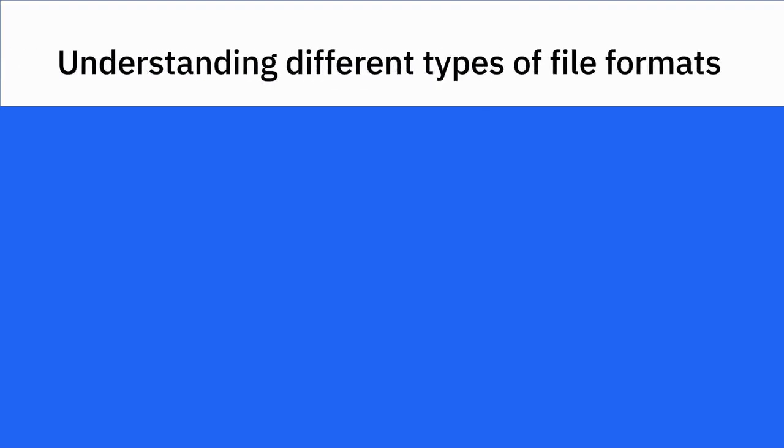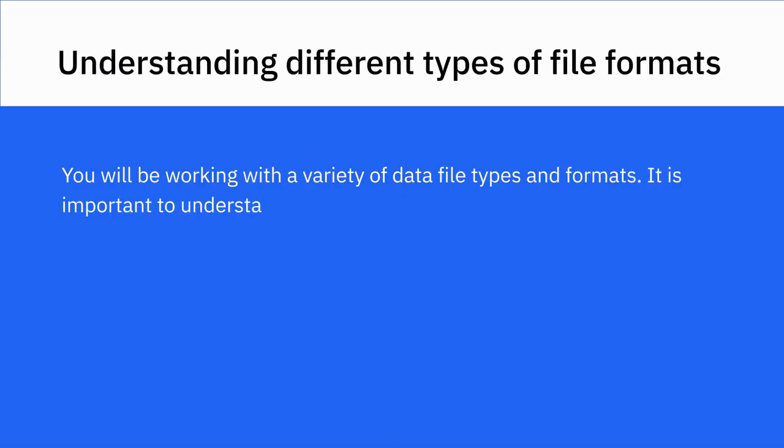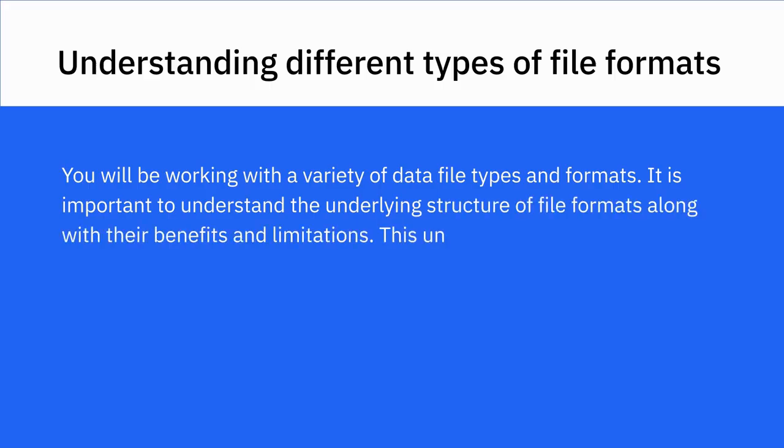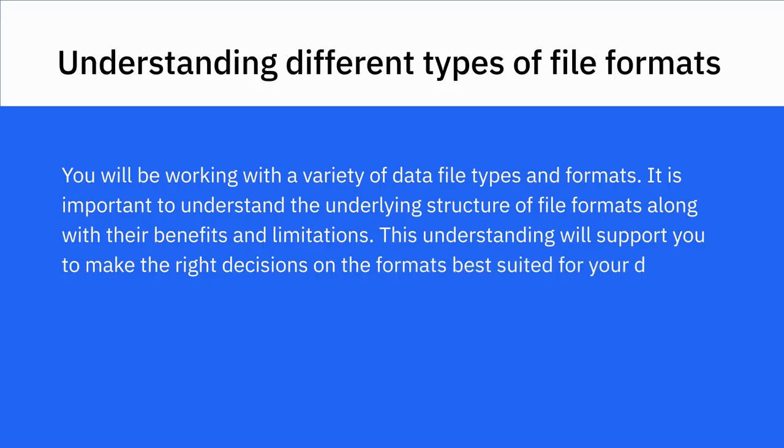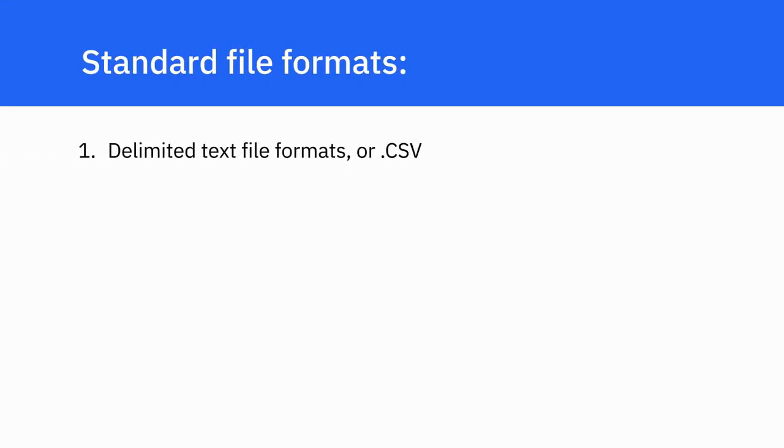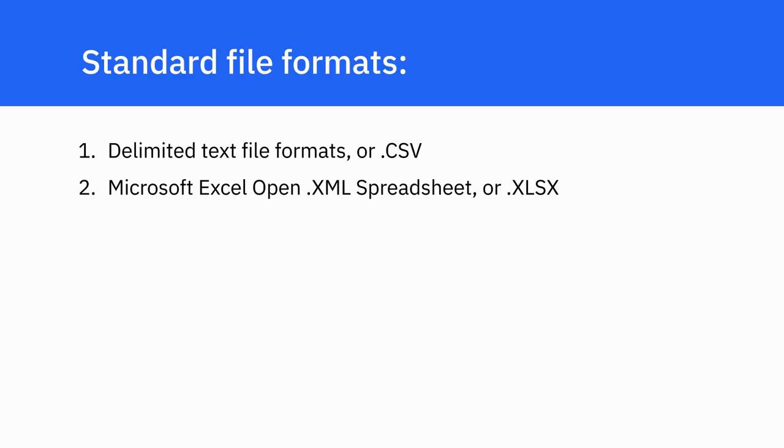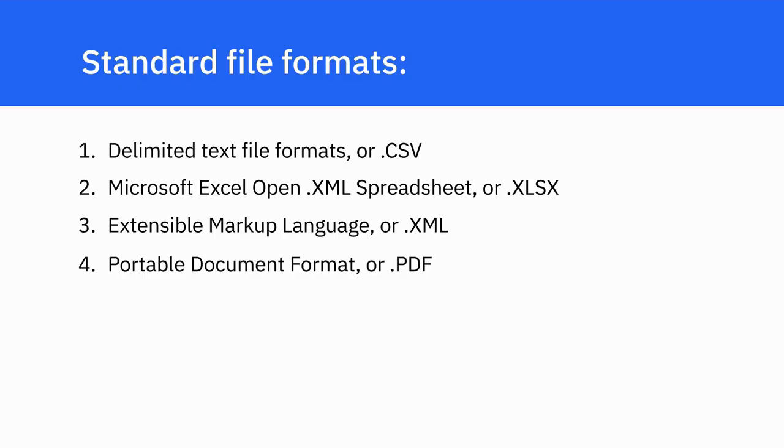As a data professional, you will be working with a variety of data file types and formats. It is important to understand the underlying structure of file formats along with their benefits and limitations. This understanding will support you to make the right decisions on the formats best suited for your data and performance needs. Some of the standard file formats that we will cover in this video include Delimited Text File Formats, Microsoft Excel Open XML Spreadsheet, or XLSX, Extensible Markup Language, or XML, Portable Document Format, or PDF, JavaScript Object Notation, or JSON.